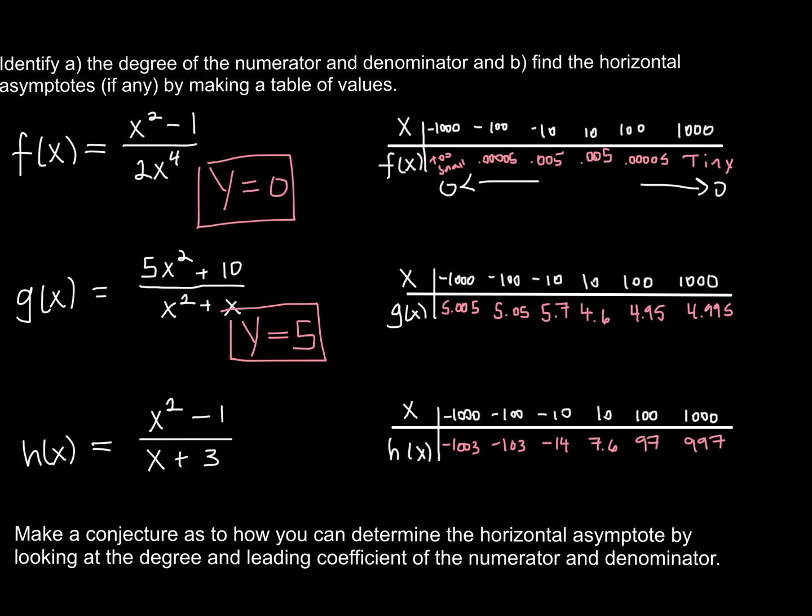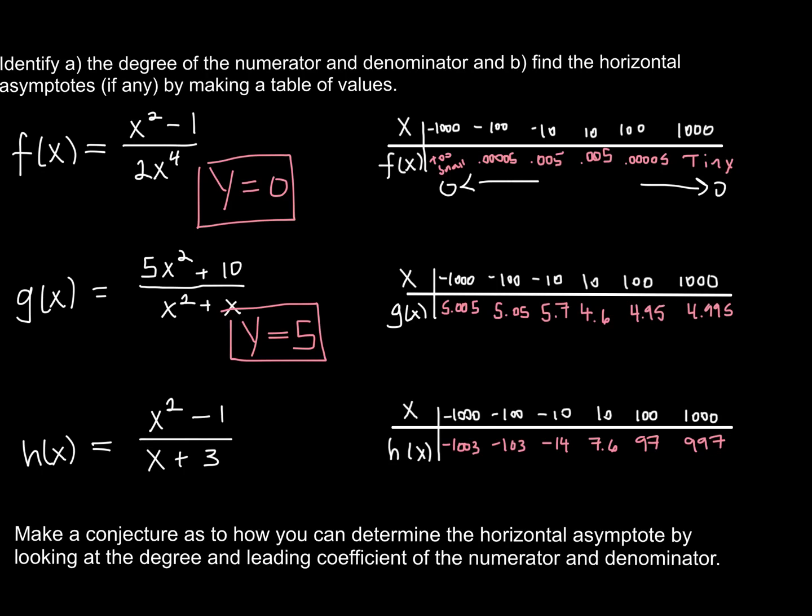Now, moving on to h of x, I see something that looks a little different. As x approaches positive infinity, my y values are growing pretty rapidly. So I would also say that my y values, h of x, approach positive infinity. And the same is true as I move towards the left. As x approaches negative infinity, h of x also seems to be approaching negative infinity, getting more and more negative.